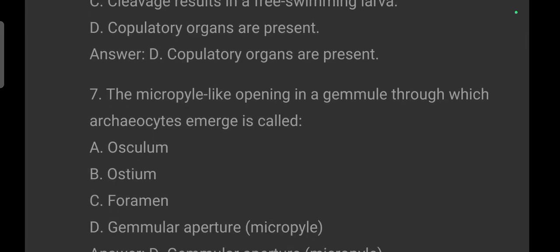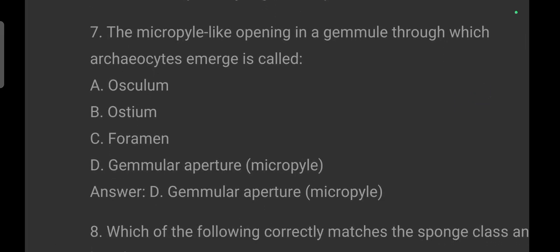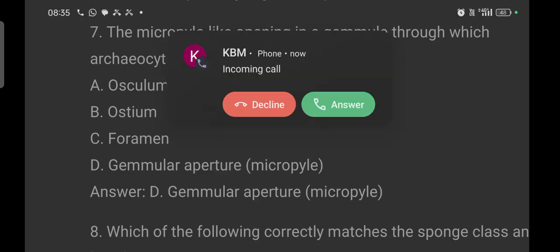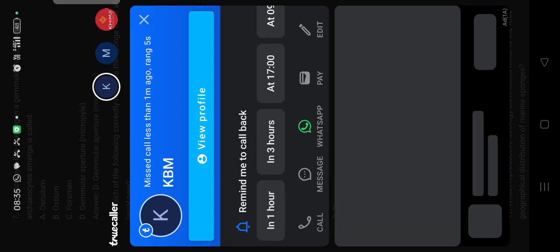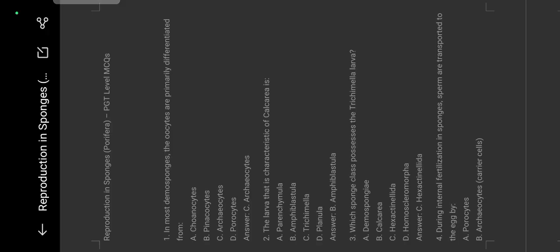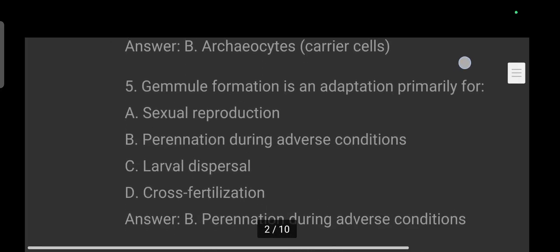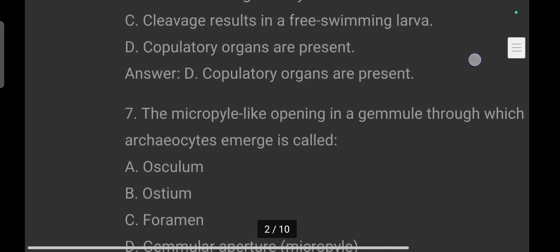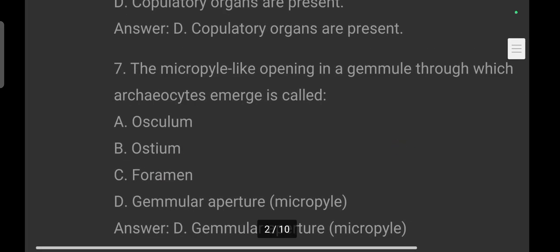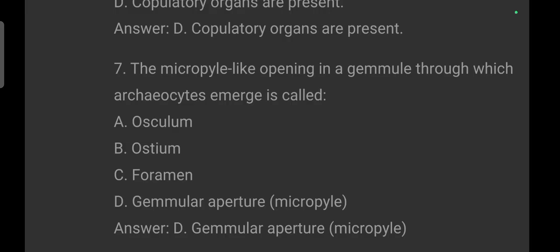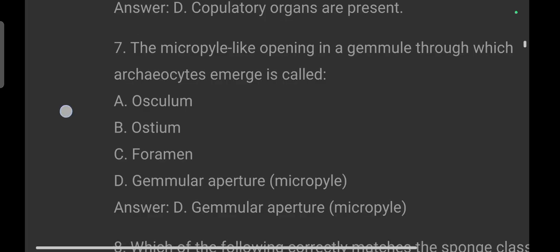The micropyle-like opening in a gemmule through which archaeocytes emerge is called osculum, ostium, foramen, gemmule aperture or micropyle. Answer is gemmular aperture or micropyle.